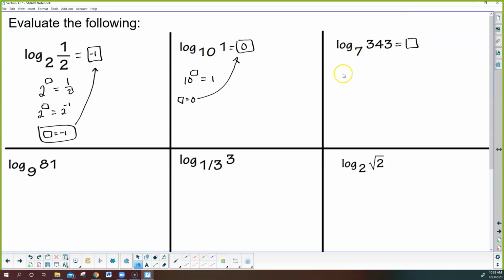This one might be a little more challenging just because you might not be familiar with the powers of 7. In this case, what I would do is play the divide by 7 game, and I'm looking at how many times 7 goes into 343. In this case, there are 3 7s, so 7 to the third power is what gave me this answer. So the answer of log 343 base 7 is 3.